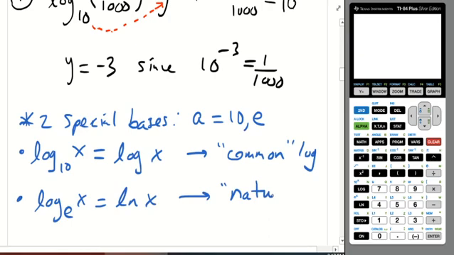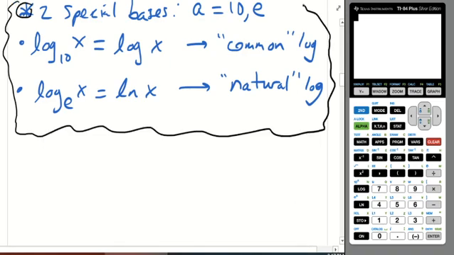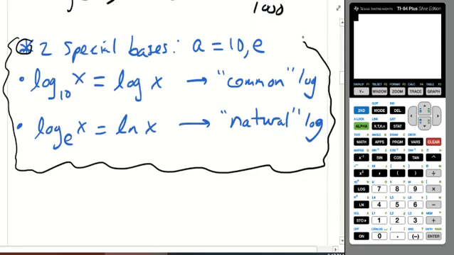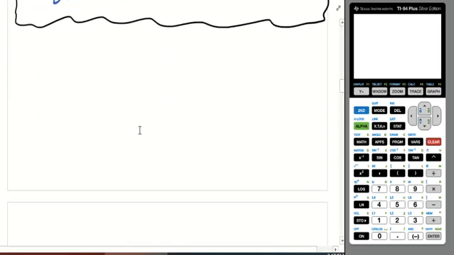Okay, so there's a way to change every logarithm into one of these special bases. That's called the change of base formula. The only reason why we would want to do that is because your calculator has those buttons, log and ln, right?